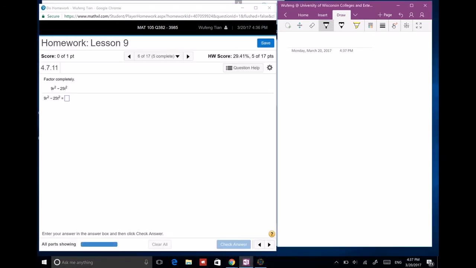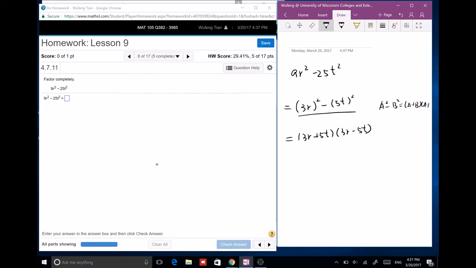Next one, 9r squared minus 25t squared. This is a difference of squares formula, 3r squared minus 5t squared. So you get 3r plus 5t times 3r minus 5t. Difference of squares formula, a squared minus b squared equals a plus b times a minus b. Just use the difference of squares formula. You got this.